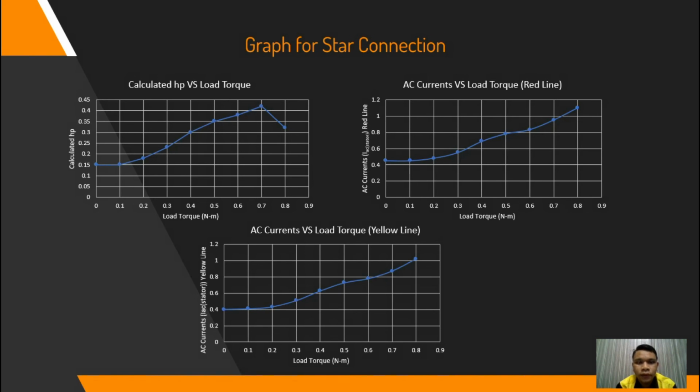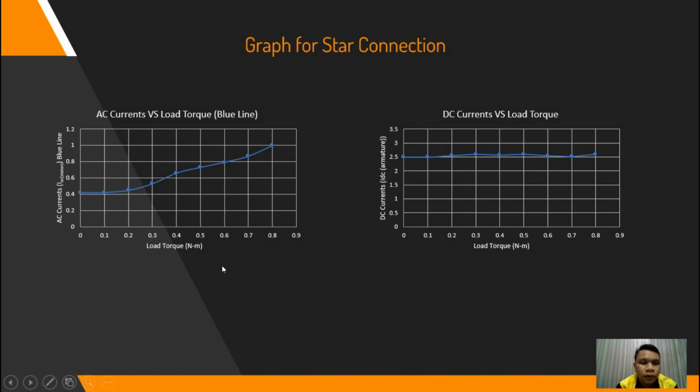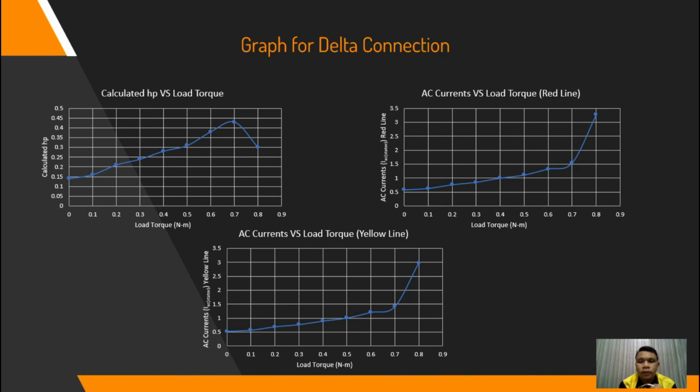So for the graph for the star connection, as we can see, when we increase the load torque, the calculated HP, AC current at the red line and AC current at the yellow line keep increasing, directly proportional with the load torque. Also the same for the blue line. When we increase the load torque, the current also increases. And then for the DC current versus load torque, the DC current is almost constant at 2.5.